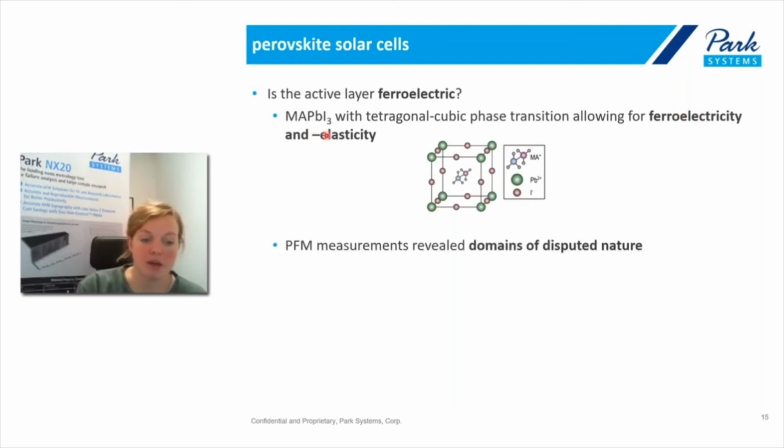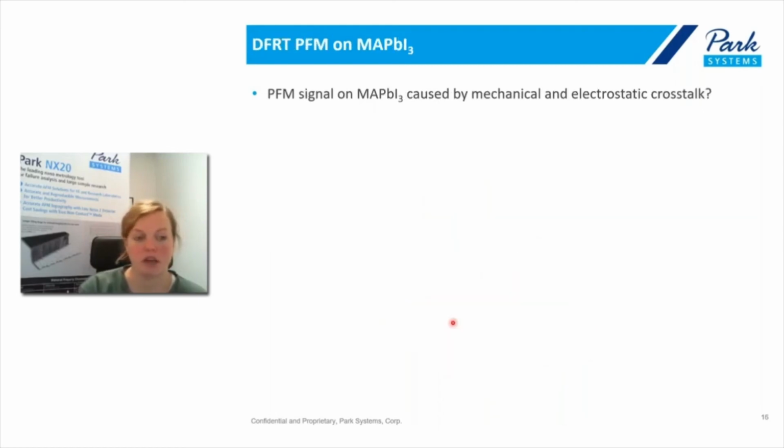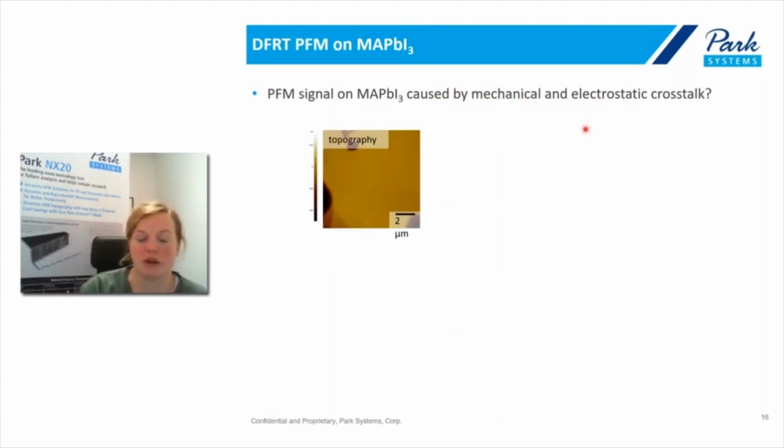And indeed, PFM measurements on this material have revealed some domains. So we can see here, this would be the topography, and then here is a PFM scan, showing that there are some domains in the PFM that we do not see in the topography. So there are some domains, but the question is, are these actual ferroelectric domains, or are they introduced just by mechanical differences of the sample? So basically, is it mechanical crosstalk? So here we can of course use our DFRT measurement to find out if this is actual mechanical crosstalk or is this a real ferroelectric system.